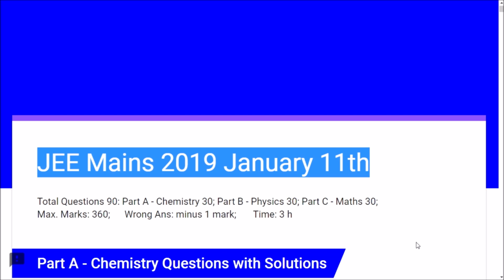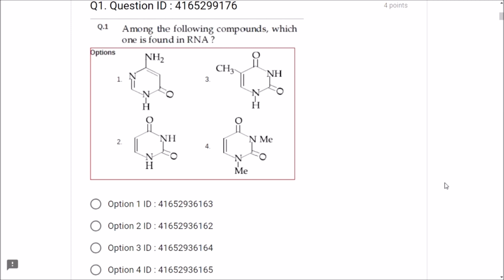Dear students, this exam consists of 90 questions. Part A has 30 questions from chemistry, Part B has 30 questions from physics, and Part C has 30 questions from maths. There will be 4 marks for each question, a total of 360 marks, that is 90 into 4. If you give a wrong answer, you will be deducted 1 mark, that is -1. The time duration of this test is 3 hours. Dear students, let us see the questions. This exam was conducted on January 11th, forenoon session 2019.